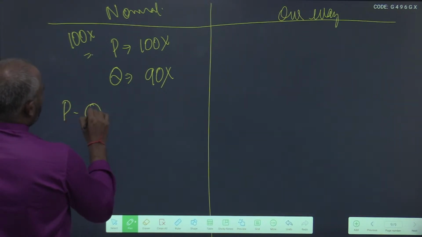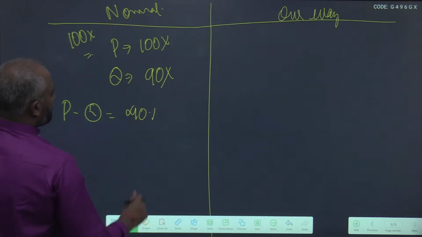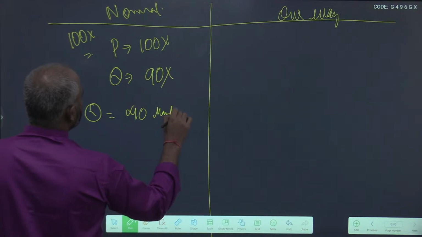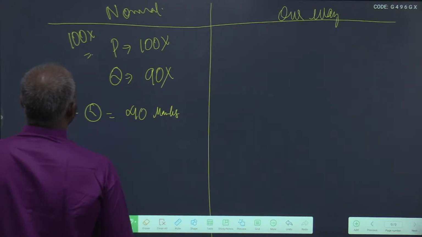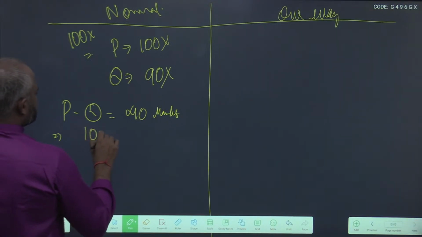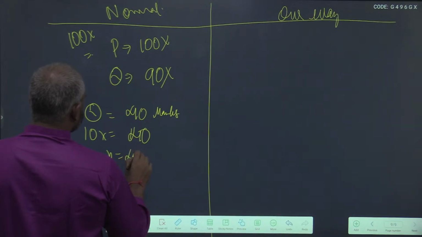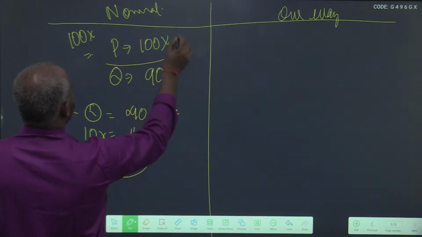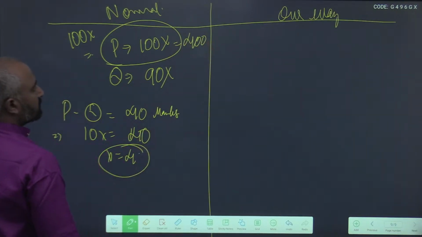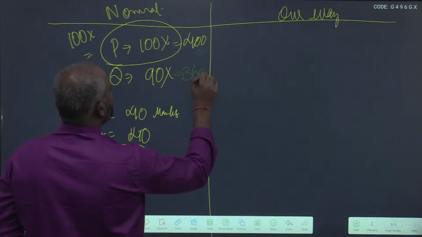So P minus Q is 40, right? 40 marks, sorry, not 40%. So 10x is equal to 40, x is equal to 4. So P scored how many marks? 400 marks, and Q scored 360 marks.